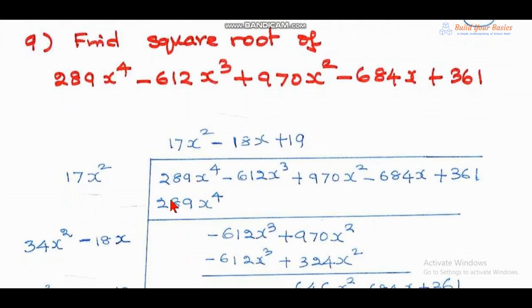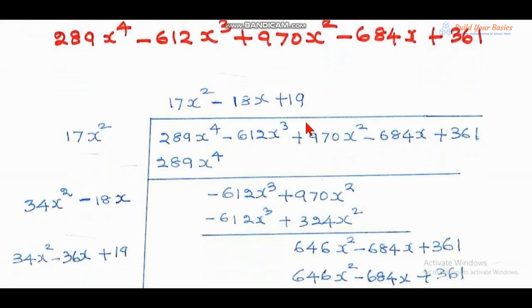Subtract. 289x power 4 minus 289x power 4 get cancelled. So bring two terms down. Minus 612x cube plus 970x squared. Now 17x square multiplied by 2, 34x square. Divide 612x cube by 34x square, getting minus 18x. That minus 18x must be written here also.